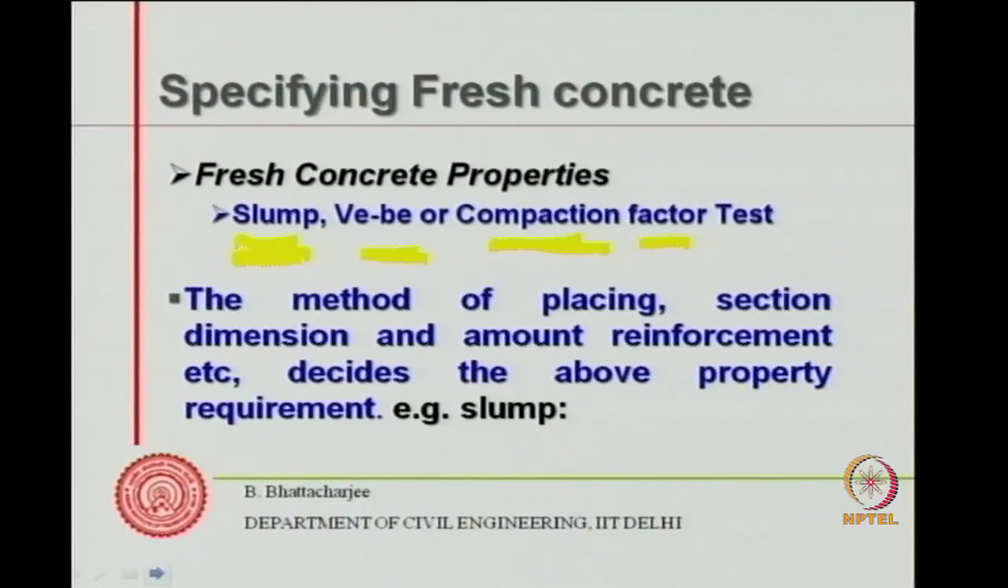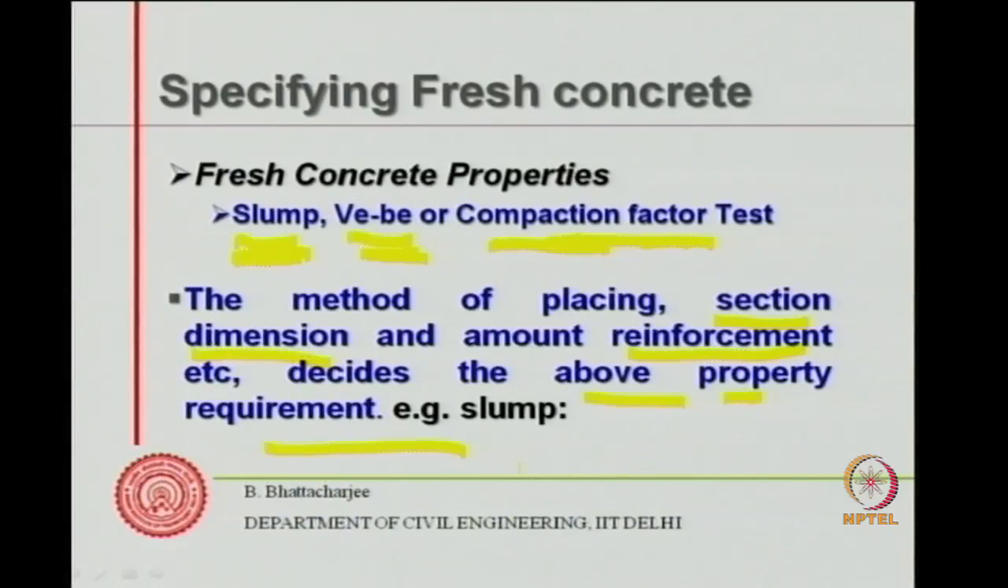The method of placing, section dimension, and amount of reinforcement present decide the property requirement. That means slump would be decided, or compaction factor, or VB time. The unit of VB is time, while compaction factor is a fraction. All these are decided based upon the method of placing, section dimension, and amount of reinforcement present.